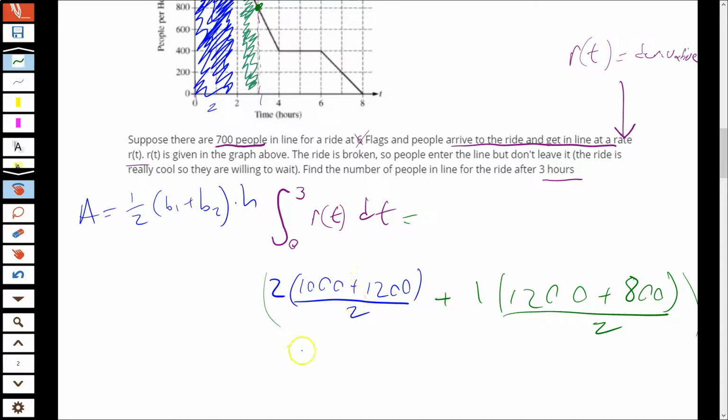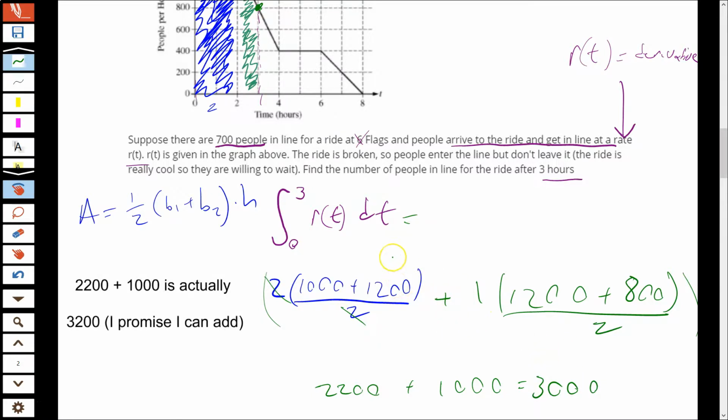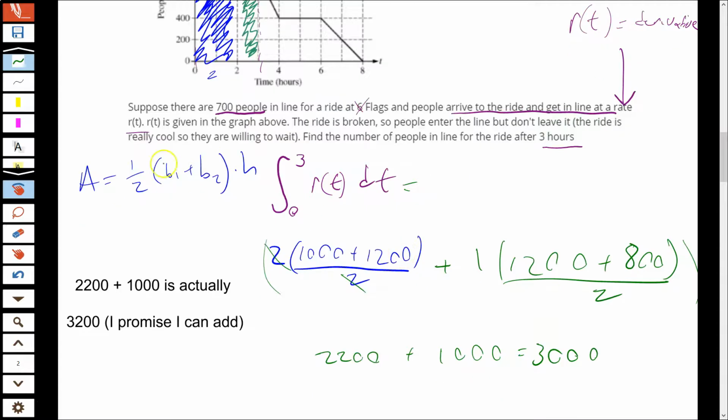And then I'll simplify that. So notice these cancel out. I get 2200 plus half of 2000, 1000. It's 3000. Okay, so 3000 is my integral. I'm not going to write it right there. Actually, I'm going to write it like this.